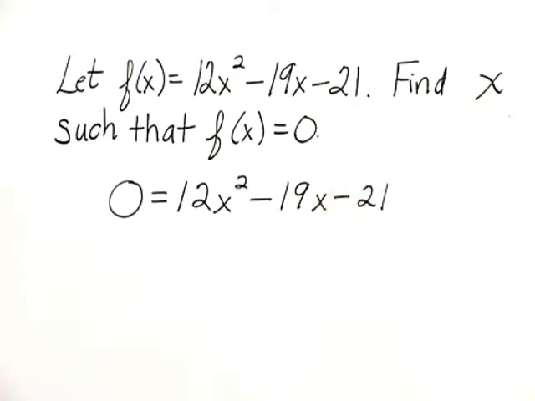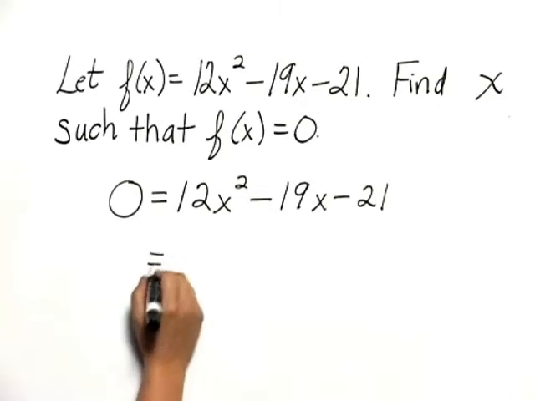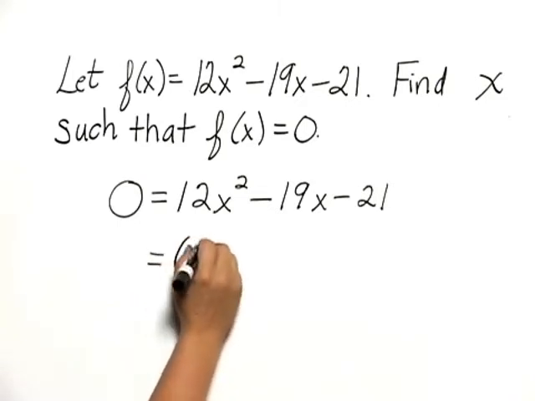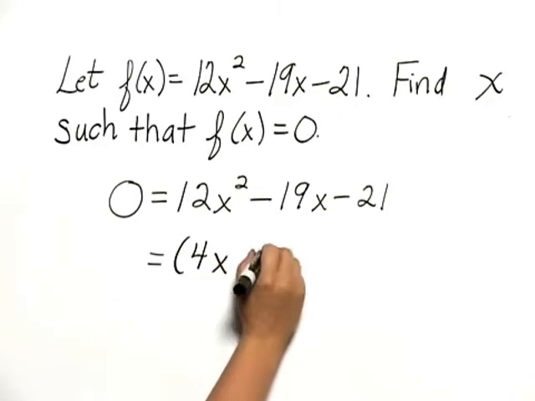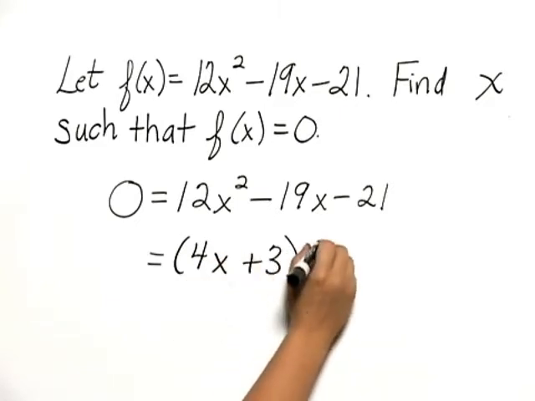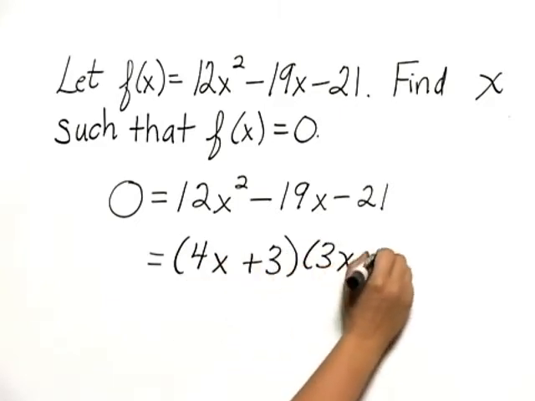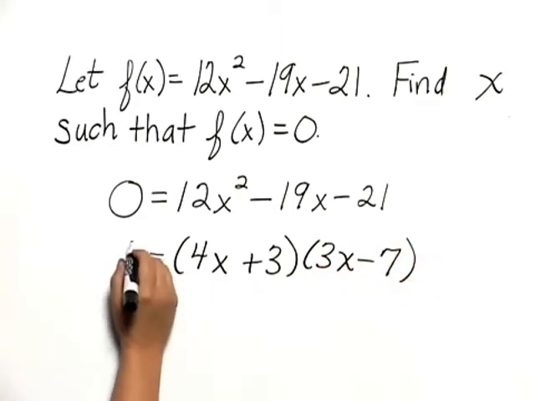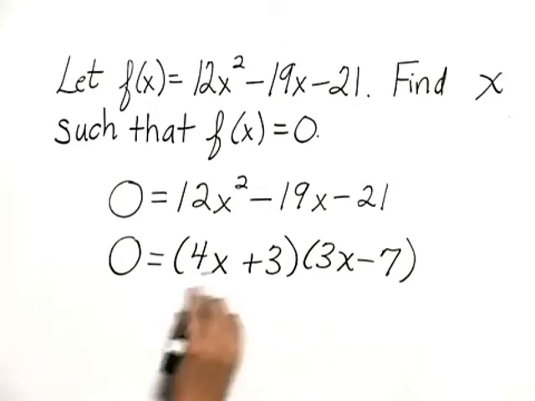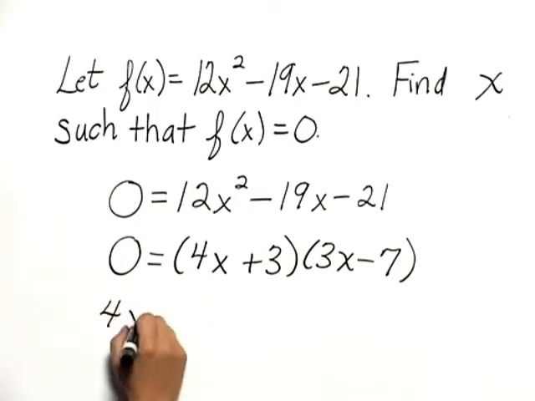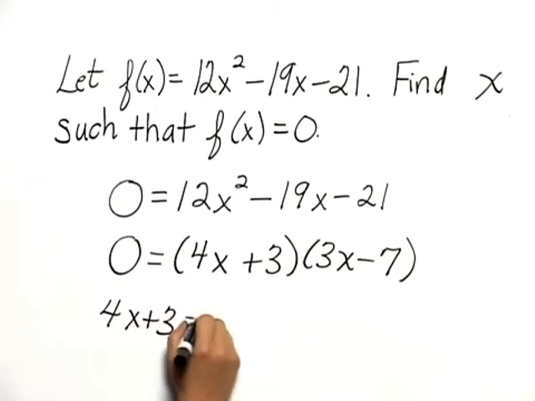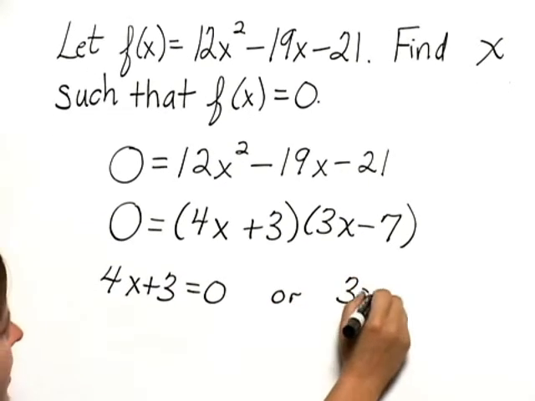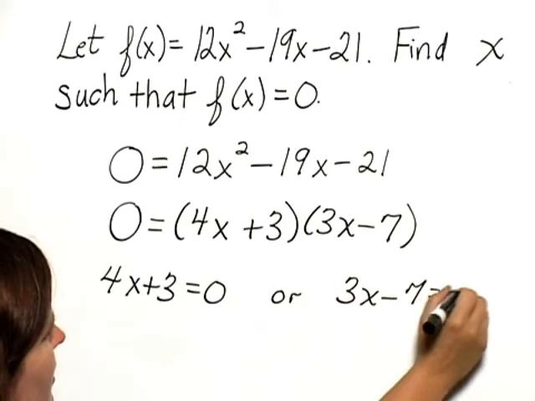Now this does factor, and I'm going to factor it, but if you can't see how to factor it, you can always use the quadratic formula. It factors into (4x + 3)(3x - 7). We can use the principle of zero products since that equals 0 and set 4x + 3 equal to 0, or we would need to have 3x - 7 equal to 0.